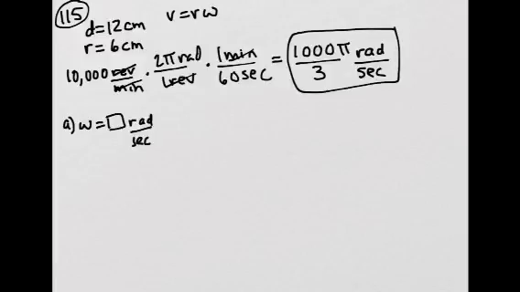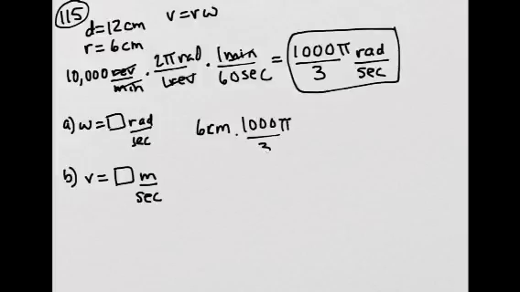Okay, so for part B, they want the linear velocity. And remember the formula is this one up here. Radius times angular velocity. So the radius is 6 centimeters. And then the angular velocity is 1,000 pi over 3 radians per second. Now, the answer needs to be in meters per second, not centimeters per second. So we've got to convert.